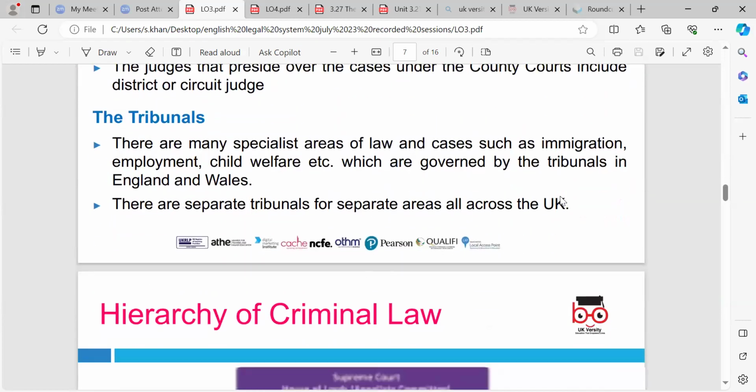And then we went on to tribunals, and there are specialist tribunals for areas of law such as immigration, education, employment, child welfare, which are governed by tribunals, and they're separate areas across the UK. So if you have a dispute at work, there's an employment tribunal. Any forms of discrimination, any sort of education issues, you'd have an education tribunal, and then any sort of issues in child welfare would be dealt with by a welfare tribunal. So these are all separate within the UK, and they are dealt with separately.